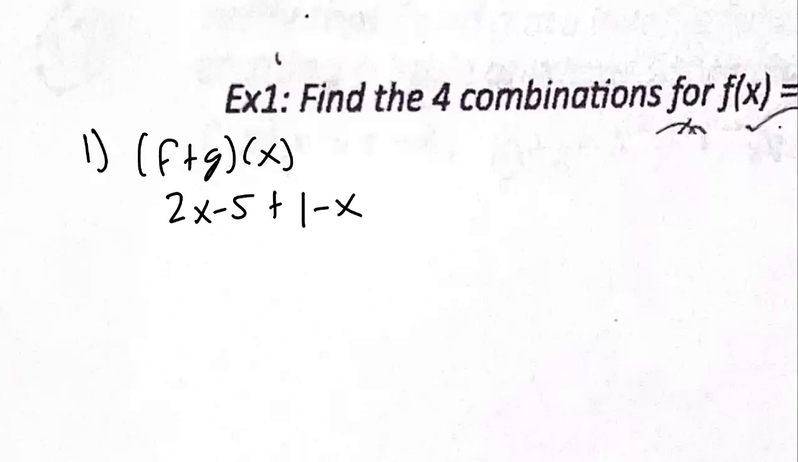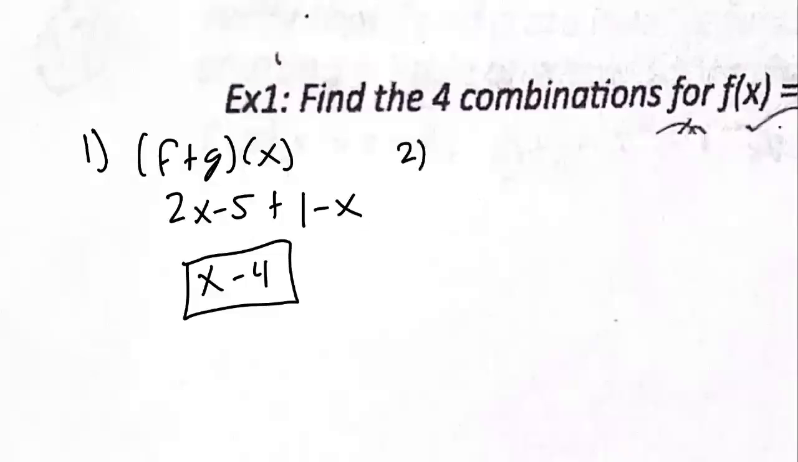For combining like terms, 2x minus x is just x. Negative 5 plus 1 is negative 4. So that is x minus 4 for f plus g of x.